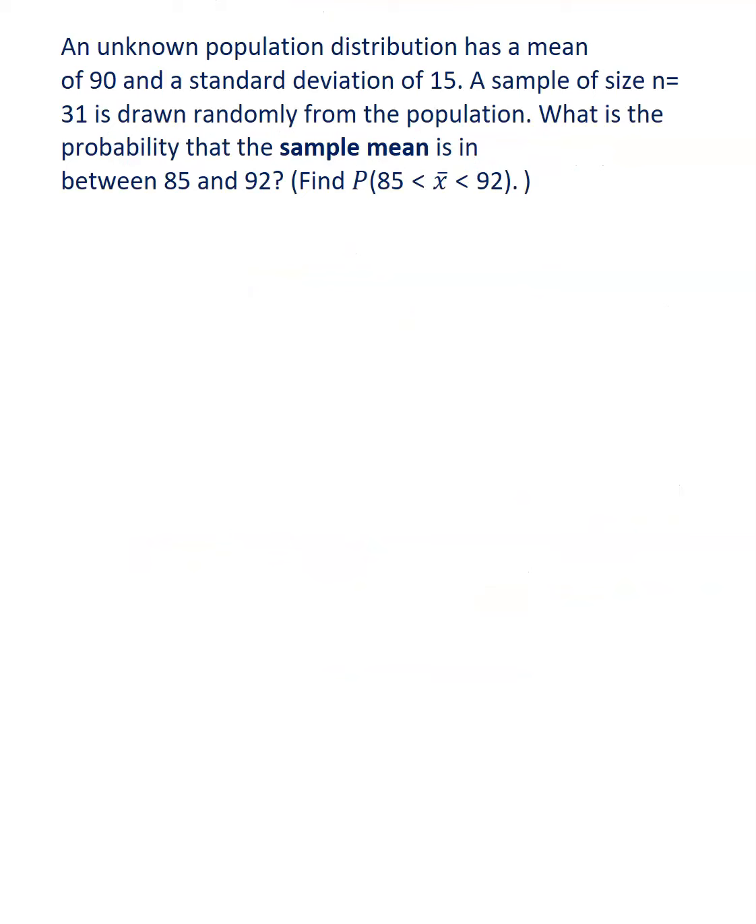An unknown population distribution has a mean of 90 and a standard deviation of 15. A sample of size n equals 31 is drawn randomly from the population. What is the probability that the sample mean is in between 85 and 92? So basically they want us to find P of 85 less than x bar less than 92. Highlight the ones we are given. Mean is 90, standard deviation is 15, sample size is 31. So let's enter all those details.